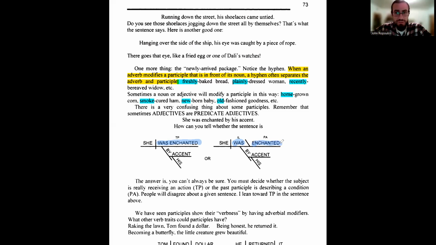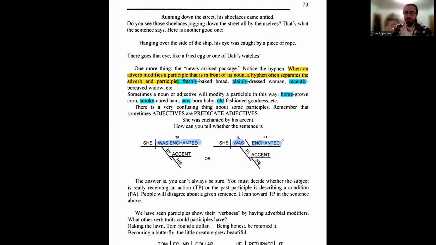It's actually hard to tell. Sometimes you can't tell. You might have to tell through context, okay? It's really a question. It's not always going to be the case that it's one or the other. The answer is you can't always be sure. So how do you tell the difference, though? Sometimes you can, sometimes you can't. But how do you tell the difference if you can? You must decide whether the subject is really receiving the action. So is she receiving enchantment? Or is the past participle describing a condition, right? She was enchanted.